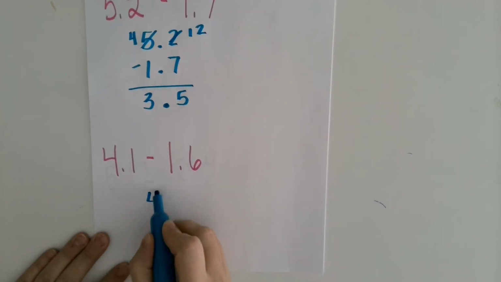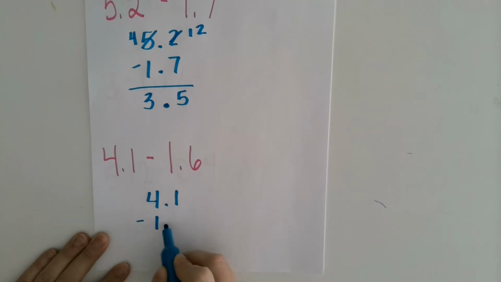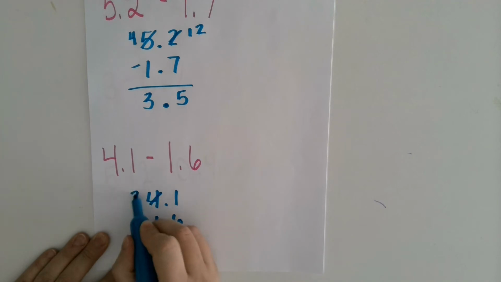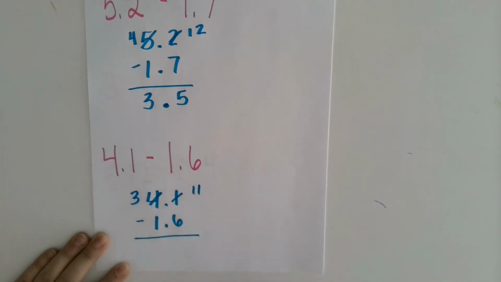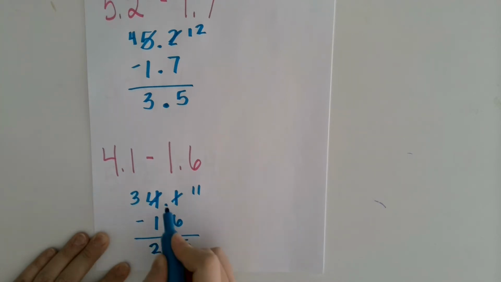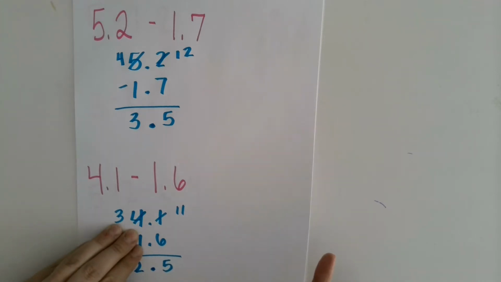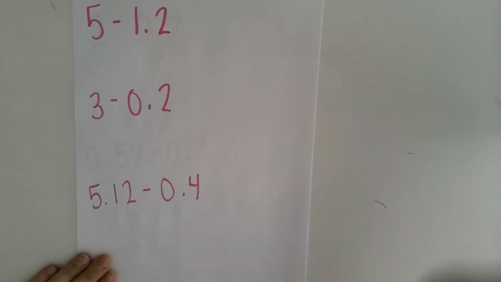This one here, I have 4.1 minus 1.6. Okay, I can't do that without regrouping, so the 4 becomes a 3. The 1 becomes an 11. Be careful, sometimes we make the mistake of turning that 1 into a 10, but it really is an 11. So it's 10 plus the 1 you already have. 11 minus 6 is 5. 3 minus 1 is 2, and I'm going to bring that decimal point straight down for 2.5. So hopefully you got those answers, and if you didn't, you can see your mistake. So now we're going to move on to a slightly different or more challenging type of problem.